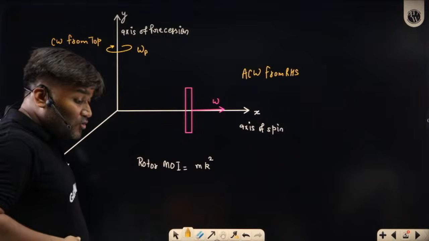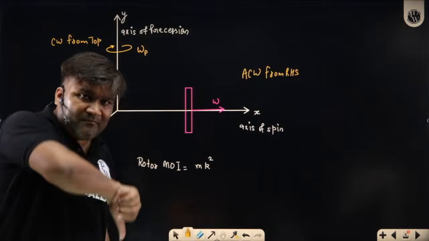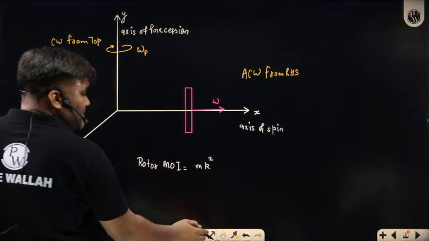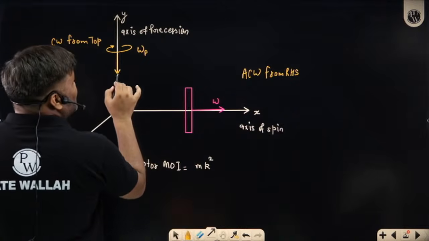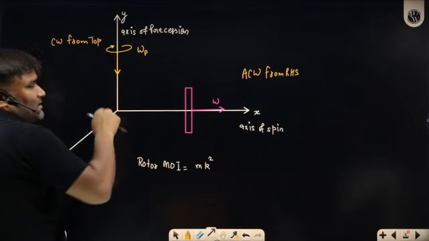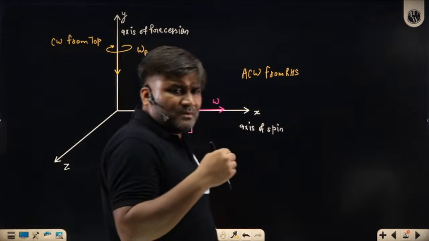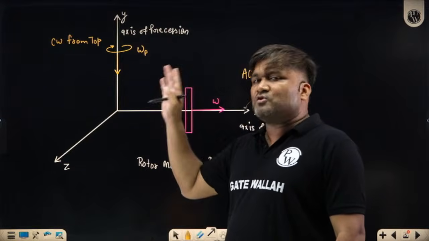Vector quantity will look like this. From the top you are seeing it is clockwise, so if I show the omega p vector, that will be in this direction. You don't need to show both. Either you will show clockwise, anti-clockwise, or you will show this vector. Because I'm explaining things, that's why I'm telling you both. Any one you have to represent.